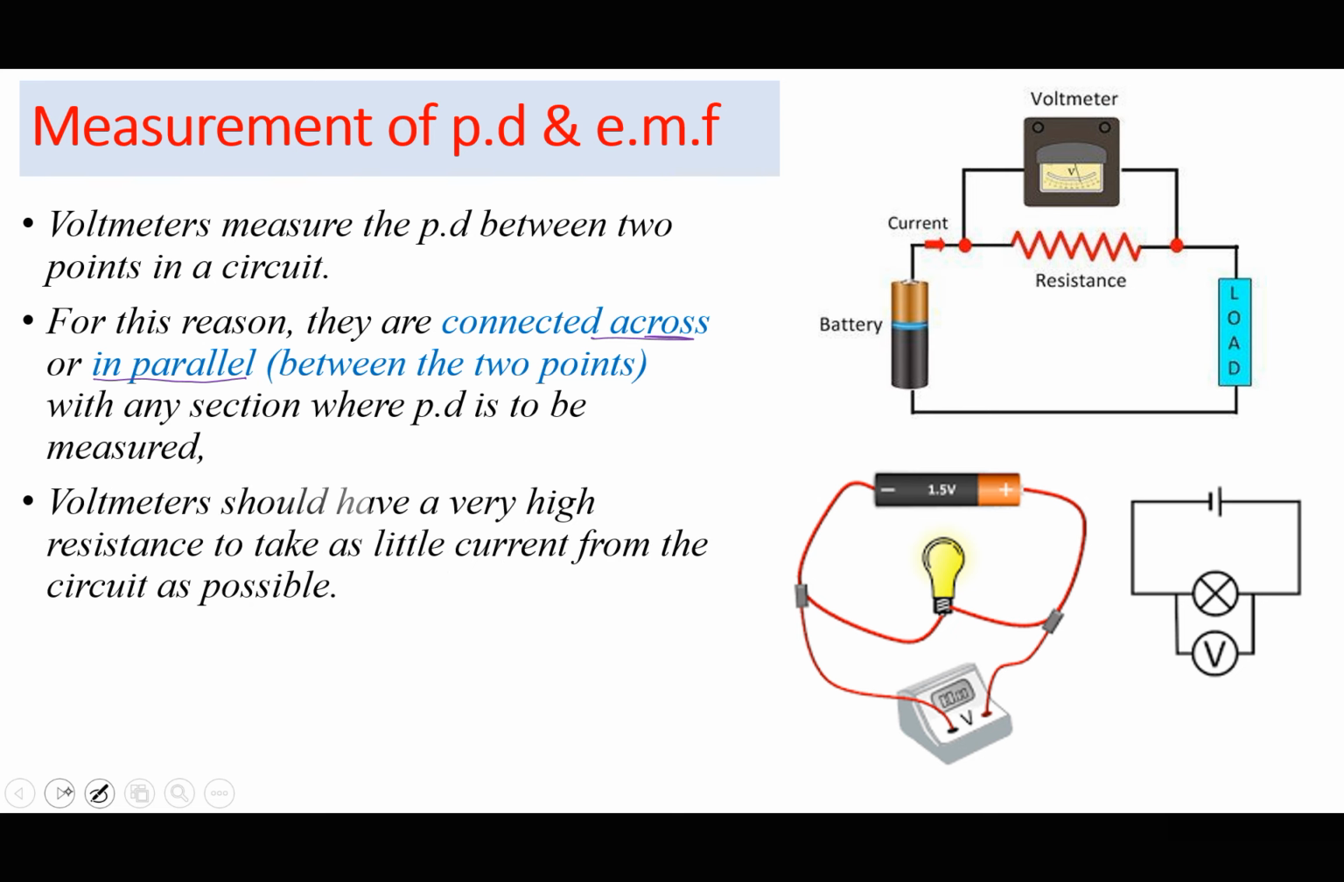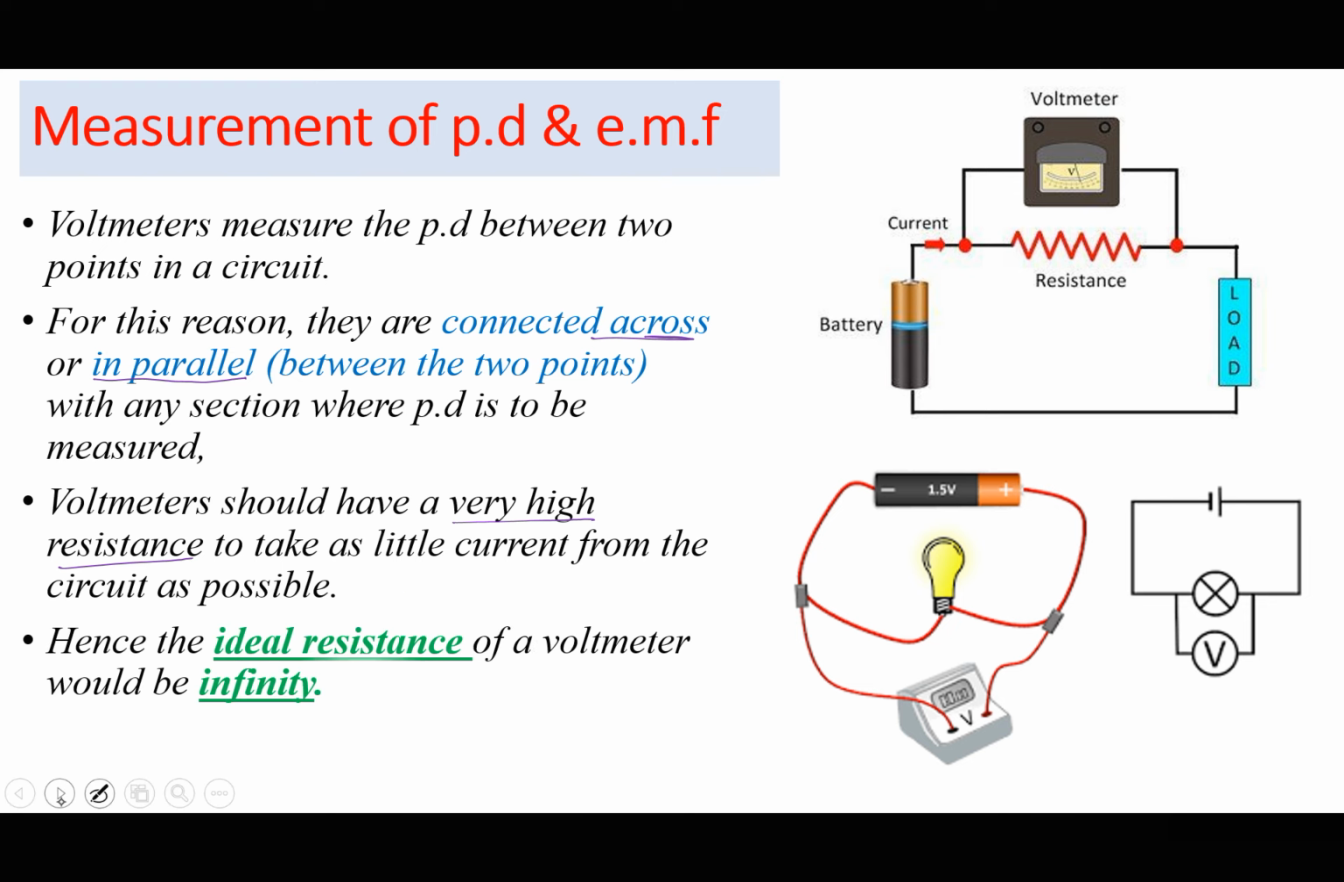And therefore, voltmeters should have a very high resistance to take as little current from the circuit as possible. Since we don't want current to go through the voltmeter because they are not intended to measure current, we should make their resistance as high as possible. And I think the highest number is infinity. Therefore, if the voltmeter is to be ideal, its resistance should be infinity. So the ideal resistance of a voltmeter is infinity.